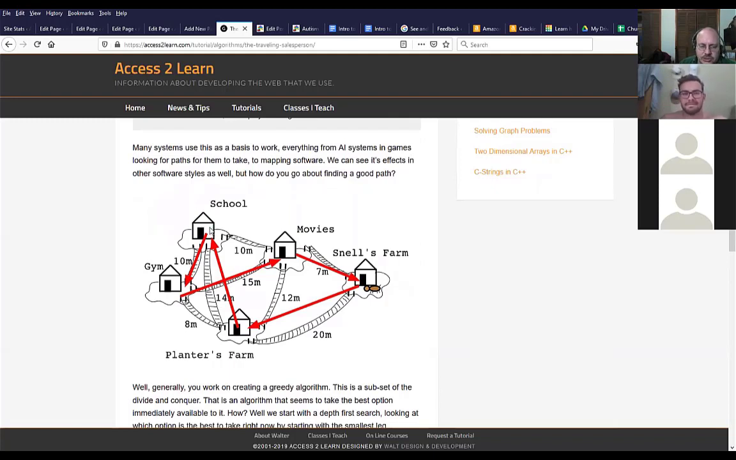If I start at school, I could go to the gym, which is 10 miles away, or the movies are 10 miles away. Well, how does that affect me as I move through my whole system? That becomes a real challenge. Like if I went to the movies and then I could go to Snell's Farm. Well, that's only 7. That's shorter than the 10 to 15 of going to the gym and then the movies. So I start to think, oh, this is a better route.